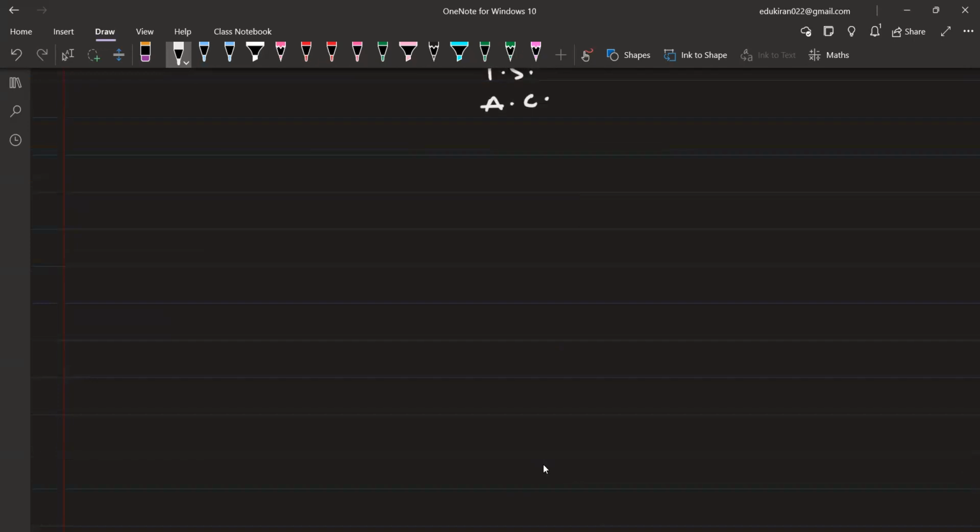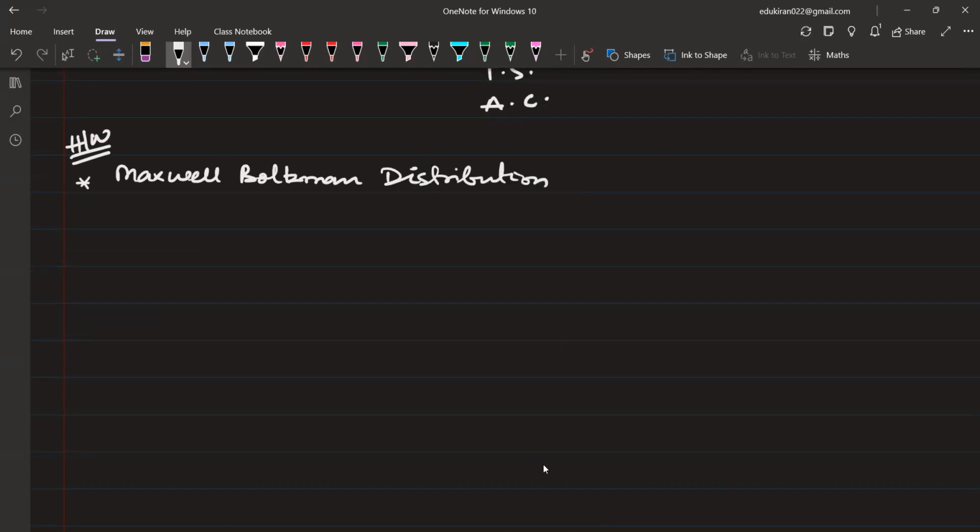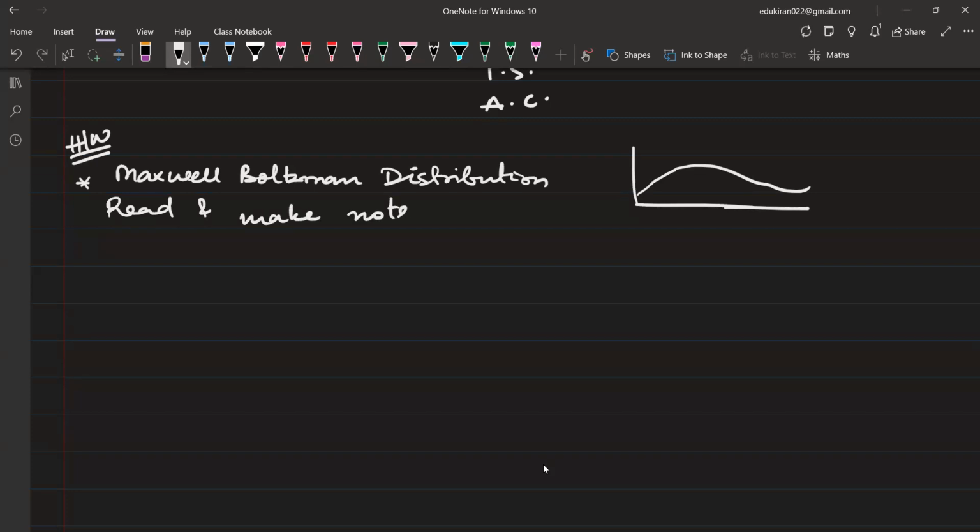Now, there is a homework that you need to do in your notes. There is a small section on the Maxwell-Boltzmann distribution, in which you will see a graph which is like this. You just need to read that and make a bit of notes, about just one plot.